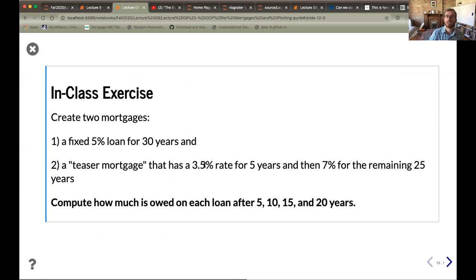And just to make sure that you understand how all these methods and attributes are stored, I want you to tell me how much is owed on each loan after 5, 10, 15, and 20 years. Again, how much is owed, not how much you paid. So you'll see what's left. All right, so maybe take a moment to go ahead and do that now.